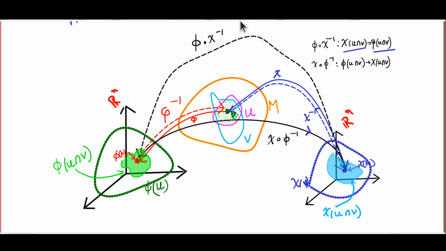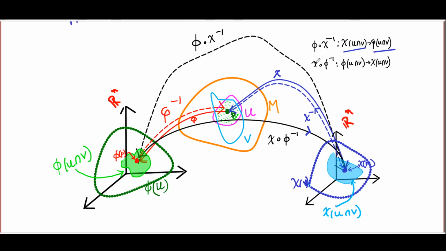Now, the compatibility condition that we demand here is simply that both of these functions, phi composite chi inverse and chi composite phi inverse, be differentiable up to k times and their kth partial derivatives be continuous. That is, they be functions of class Ck. That is what it means when you say that the two charts U, phi and V, chi are Ck compatible.